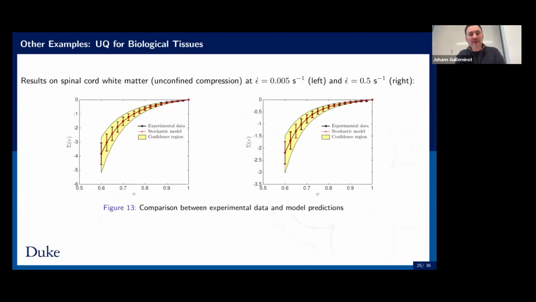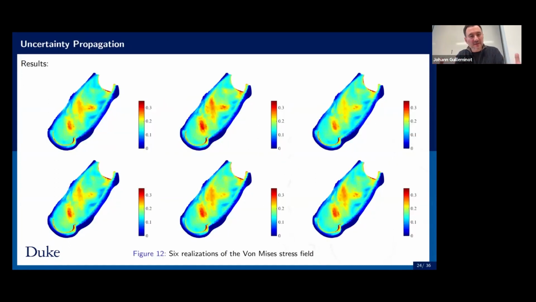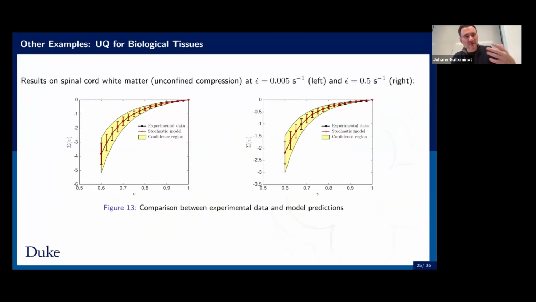You can, and this is, I think, a very important message I'd like to deliver: you are really combining material uncertainties and patient-specific data. I'm going to stop here regarding the arteries, just to mention that we work on a lot of other biological tissues. This is another example: we work on the spinal cord white matter, just to test whether our stochastic hyperelastic models would work.